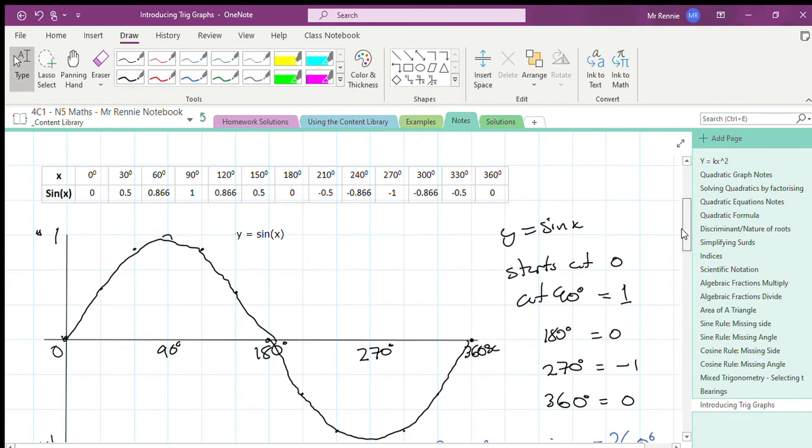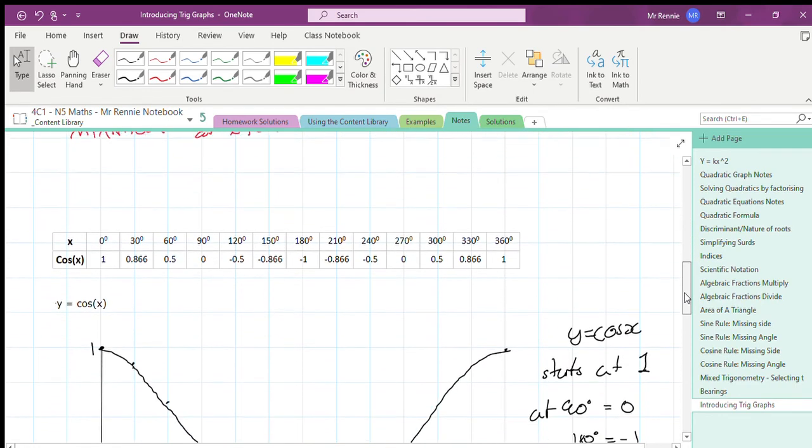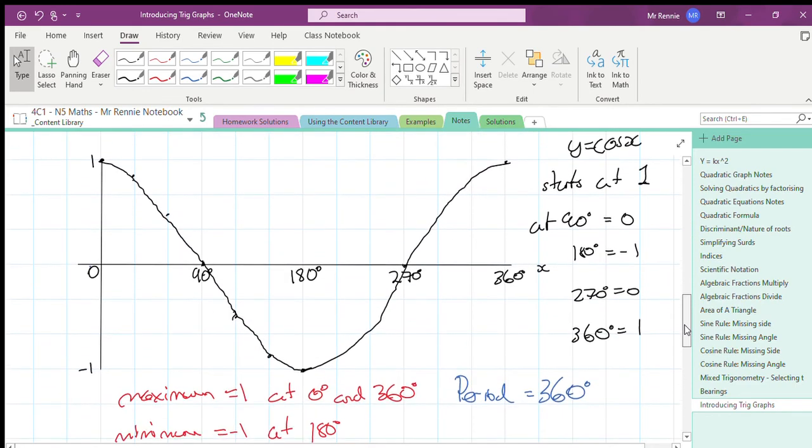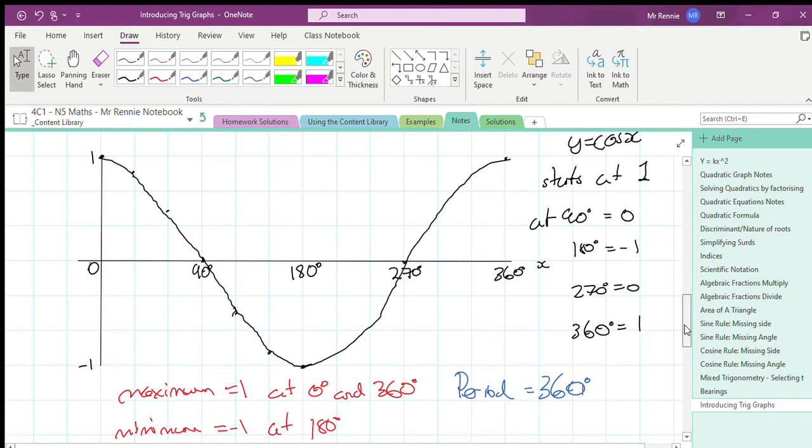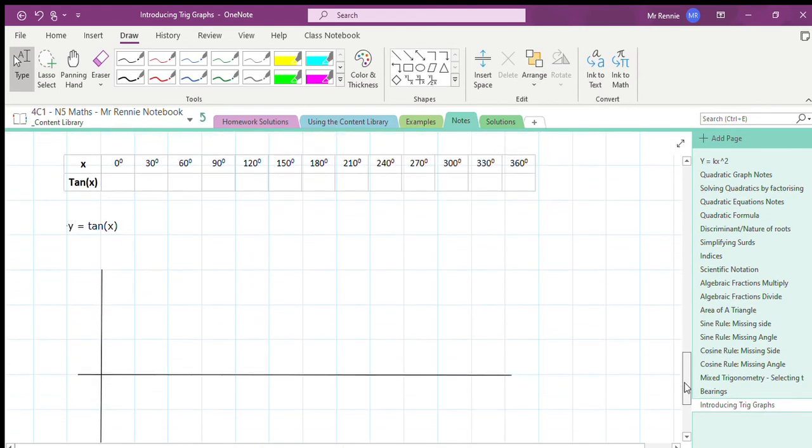They're very similar, they just start at different points, but they have a lot of the same features. Okay, the maximum and minimums are the same value, but again at different points too. We're going to look at the tan graph now. Tan is the exception.